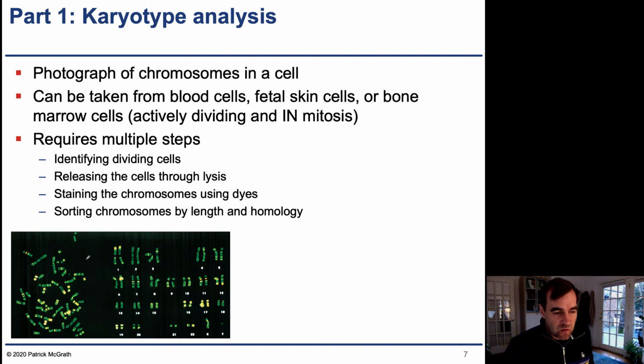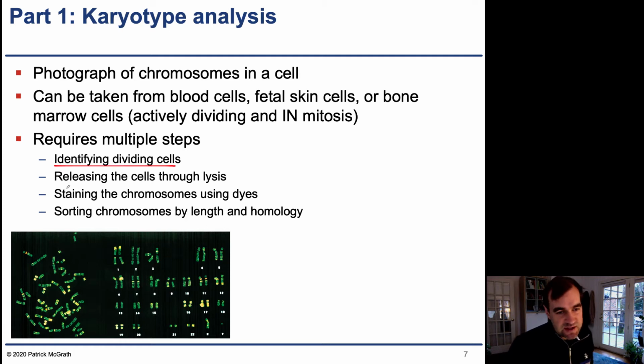So the goal is to take a picture of all of the different chromosomes within a cell. So you have to identify dividing cells. If you take a sample of bone marrow cells, some of those cells are dividing, some of those cells are not dividing. So one of the things you have to do is identify the cells that are dividing.